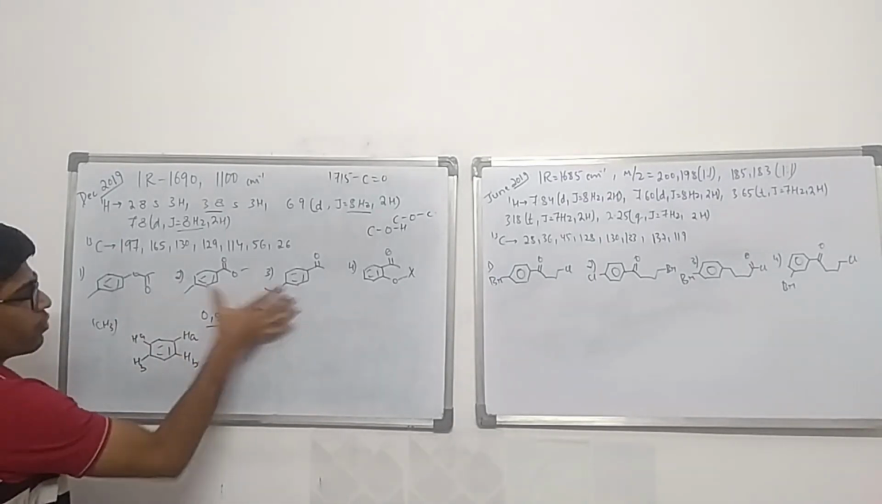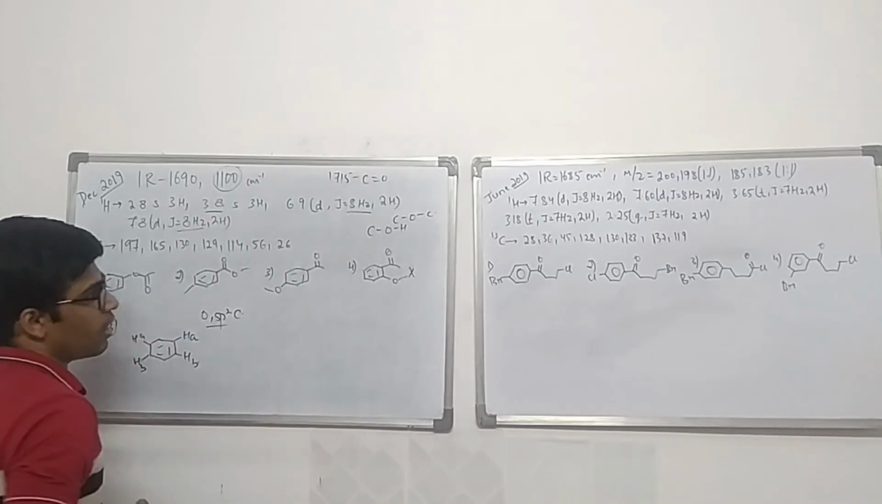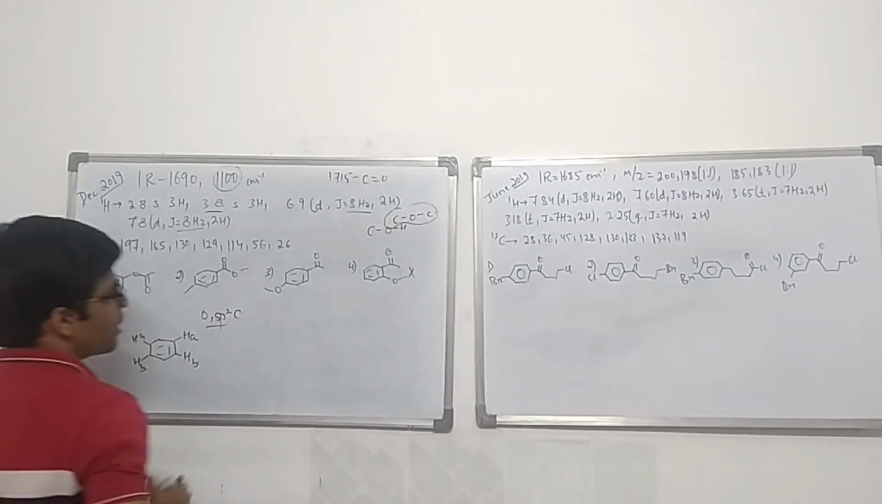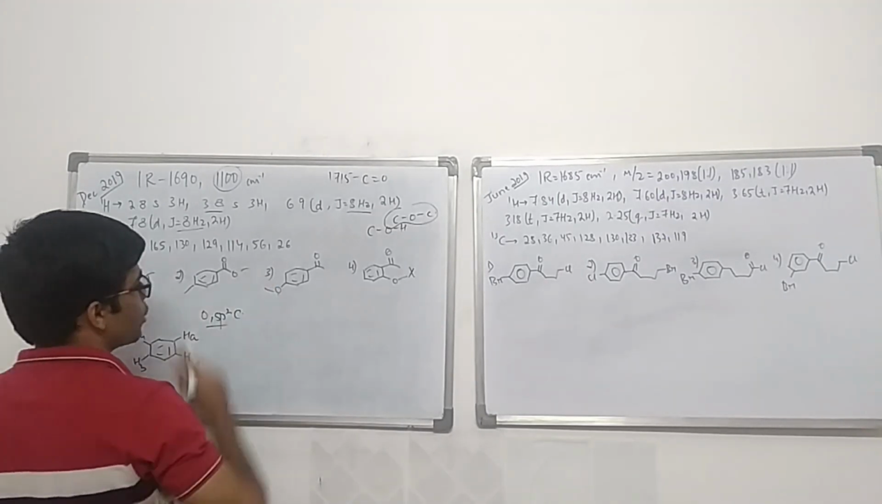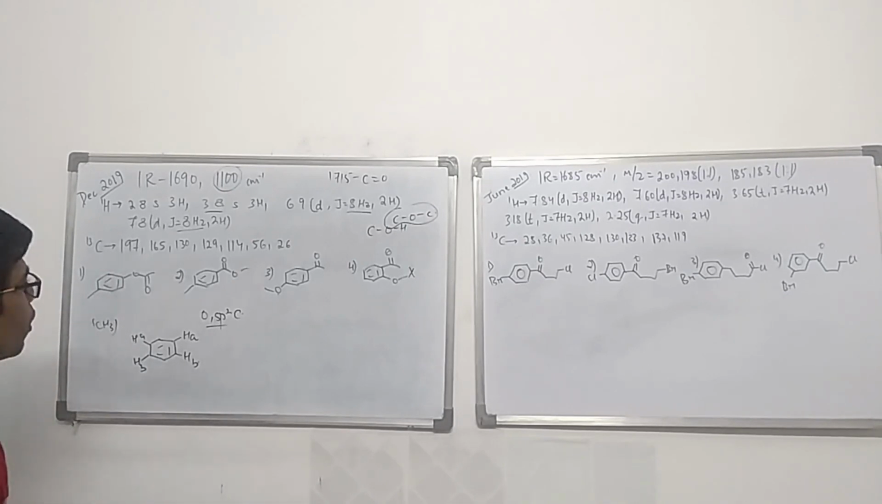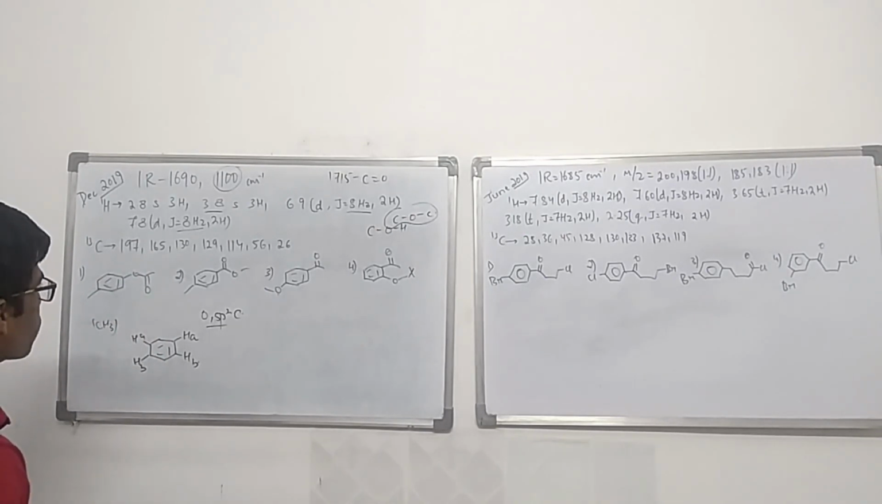Now how will you distinguish between the two? This is where this IR data comes. As I told you, this IR data is for a fragment like C-O-C. That means a carbon, oxygen, carbon group has to be present here. Let us see if we can use the carbon 13 NMR data here.